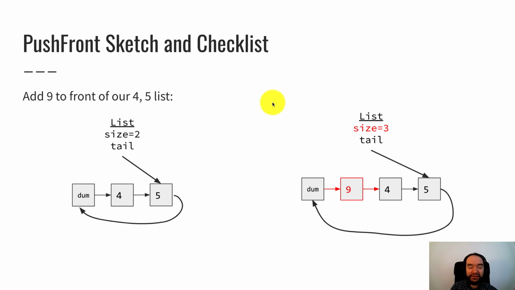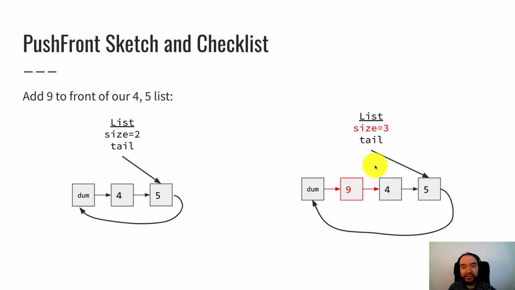This is what I advise you do when you're writing this kind of code to make sure you don't overlook pointers. So let's do a concrete example. Let's say I have a list that contains 4 and 5. On the left is a sketch of that, complete with the dummy node and the circular link and the tail pointer. Okay, what needs to change?